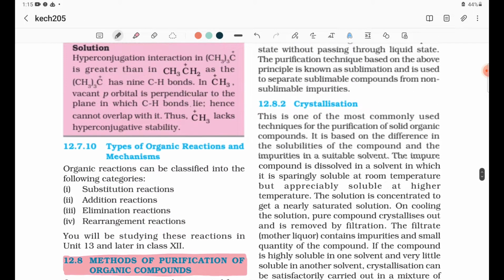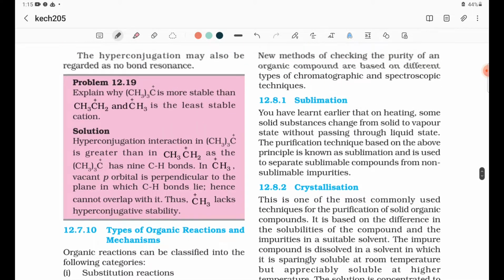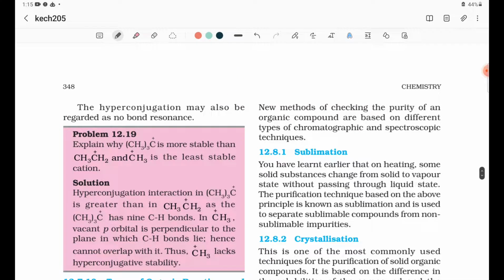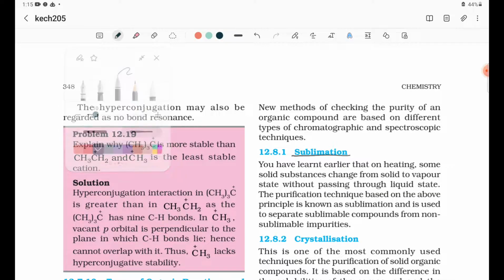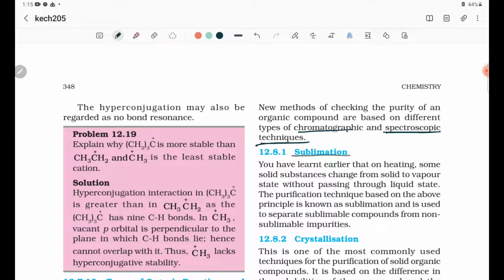So various methods are there for purification. The first method is sublimation, but let me tell you students that in the modern world, various types of chromatographic and spectroscopic techniques are used to check the purity of an organic compound. We will also study about them. So first let me tell you about sublimation.